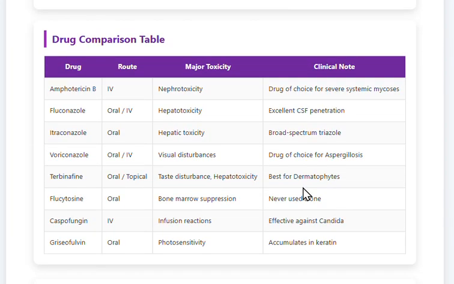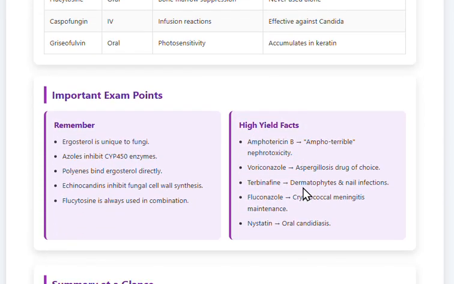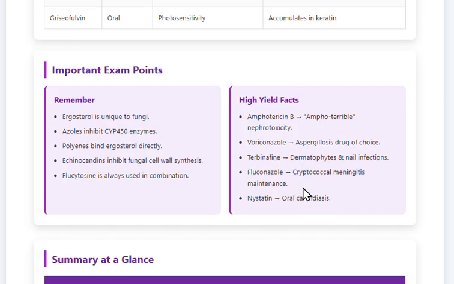Flucytosine is excreted by the kidneys and requires dose adjustment in renal impairment. Azoles are associated with hepatic toxicity and significant CYP450-mediated drug interactions. If you remember these 6 points, you'll be well prepared for many pharmacology questions related to antifungal agents.